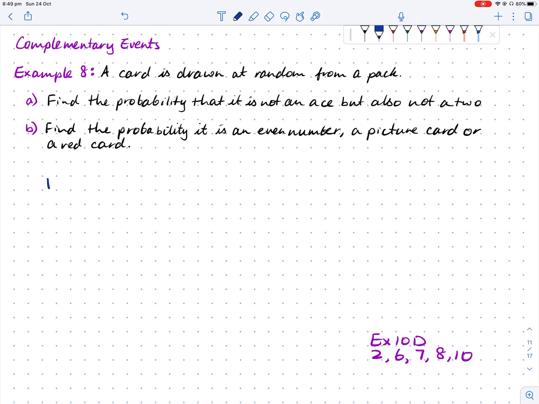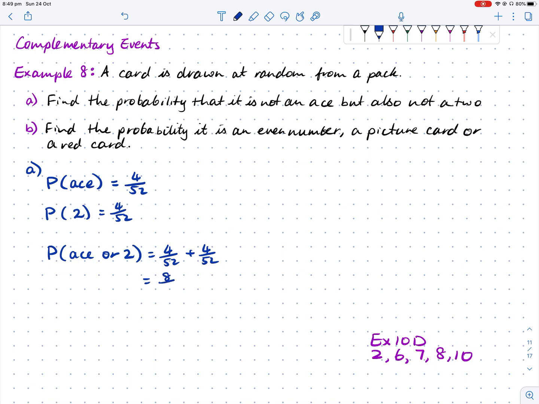So, if I want the probability it's an ace, let's work that one out first. So the probability of an ace, there's 4 of them out of 52 cards. The probability that it's a 2 is also 4 out of 52. So if I want the probability that it's an ace or 2, I can just add those probabilities together. So 4 out of 52 plus 4 out of 52, which is 8 out of 52.